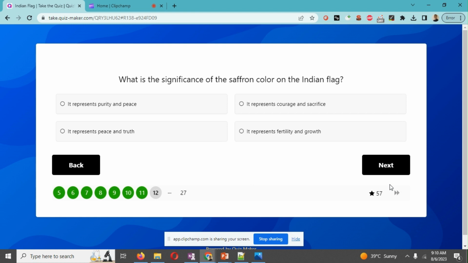What is the significance of the saffron color of the Indian flag? It represents purity and peace. नहीं, it represents courage and sacrifice. Same question repeat हो रहा है.